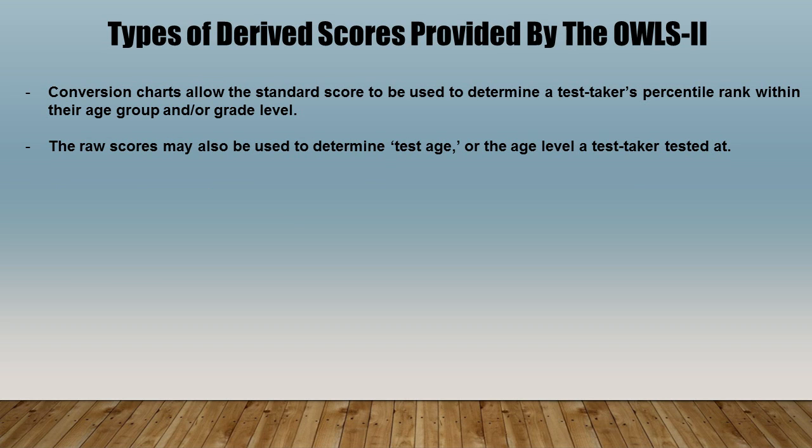There are 2 types of derived scores that we can get from the OWLS 2. We can see a student's percentile rank compared to their same aged peers or grade level peers, and also we can use the raw score to see how a student performs compared to where they should be at that age, going along with that second point on the screen.